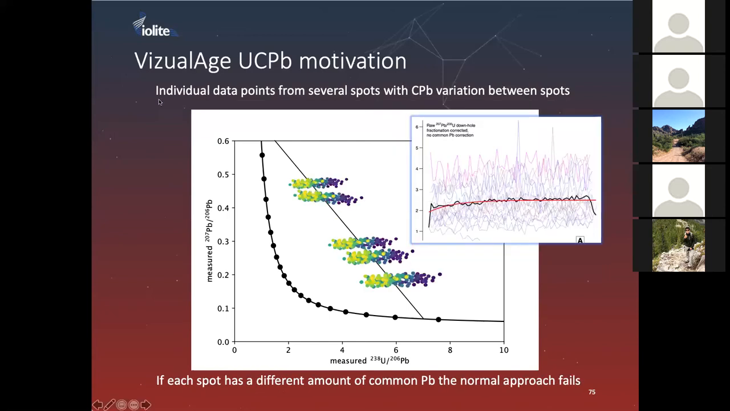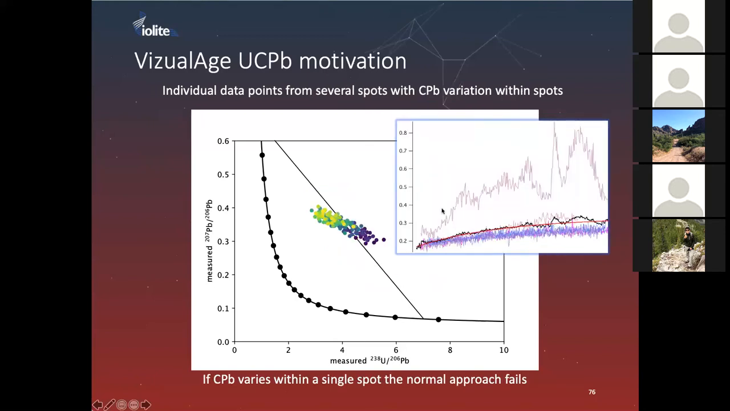However, if we now look at individual data points from several spots with common lead variation between spots, so individual spots are not varying in common lead for the most part, and most of the variation is just due to downhole fractionation, what you end up with is a pattern like this, where they're roughly parallel but all sort of offset from one another, and the average from that is not great, and the normal approach will fail.